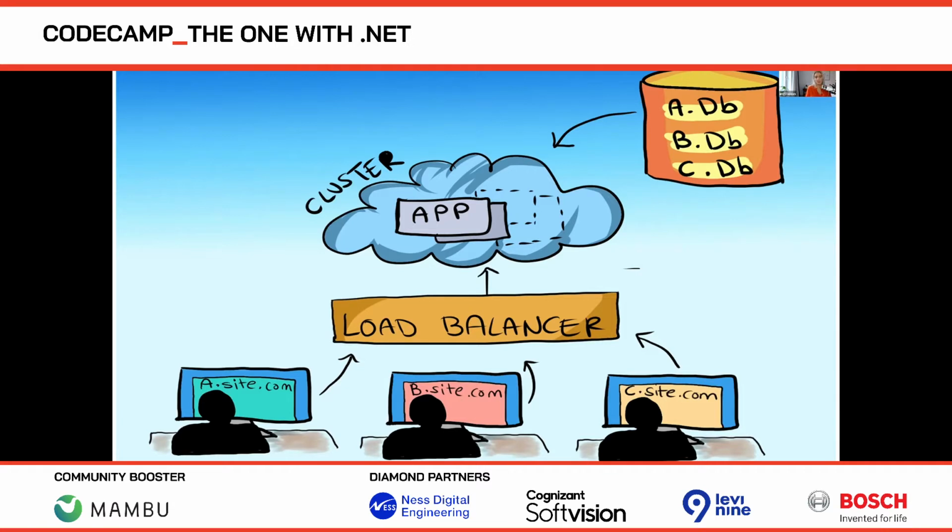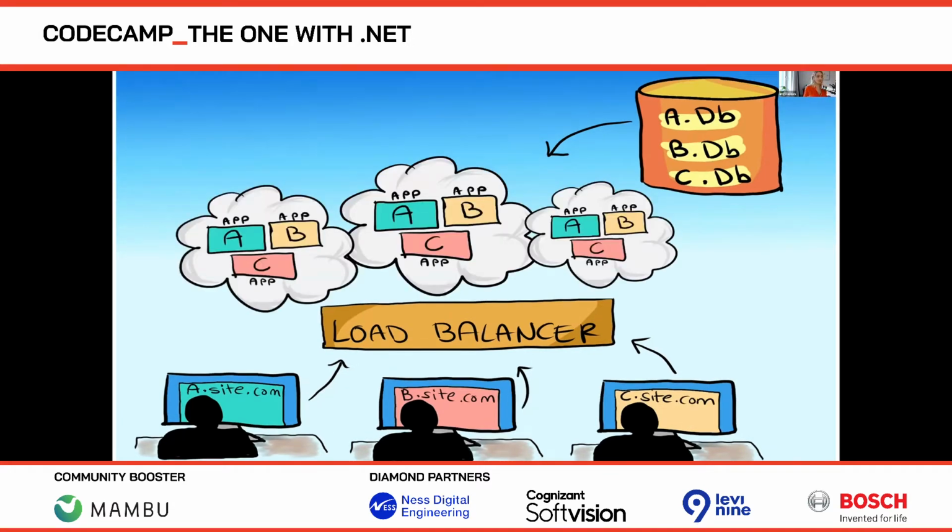So how does this compare to single tenancy? Well, let's take a look. Using the same concept with 3 tenants and a load balancer, each cloud represents a virtual server. So that's a virtual machine, 3 of them. And on each one, you have an application for each of the customers. That means that for each customer, you'll have to deploy at least 1 application.